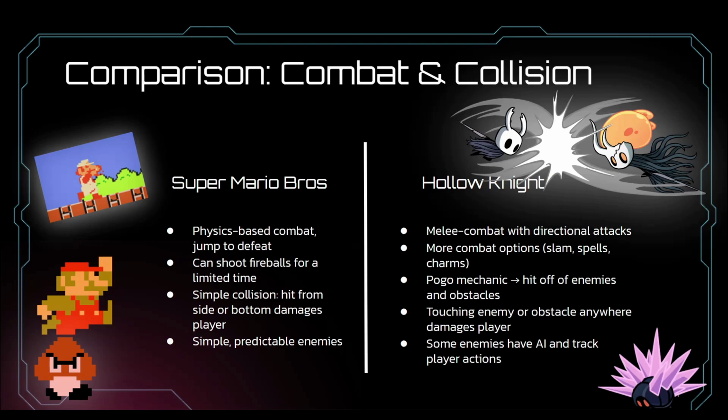Also in Mario, you only take damage from the sides and above the player, and in Hollow Knight, if you touch an enemy, no matter where you collide with, you're going to be taking damage, so it is a lot less forgiving. There are also many more enemy hitboxes that you have to learn in Hollow Knight. And lastly, enemies in Mario have predictable movement. In Hollow Knight, some of the enemies actually have a proper AI, so they react based on the player's actions.